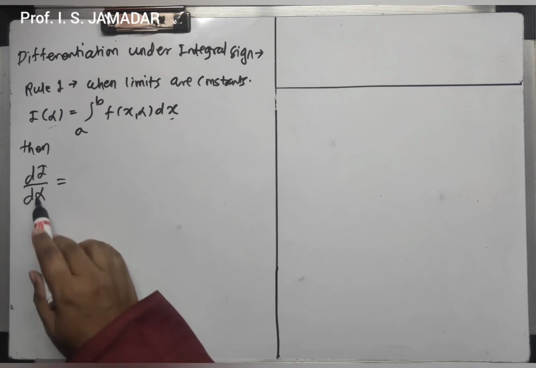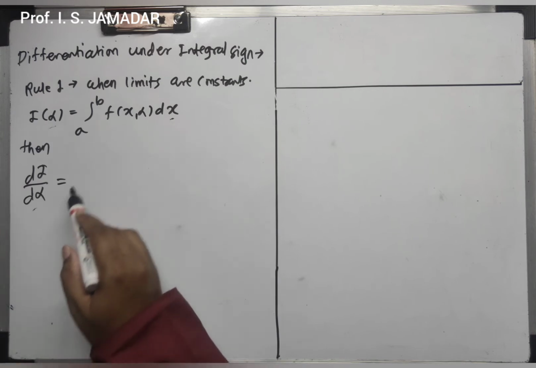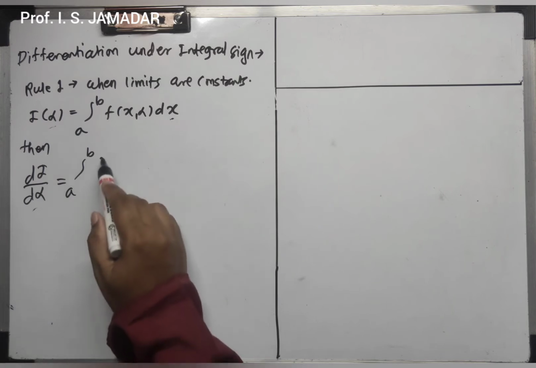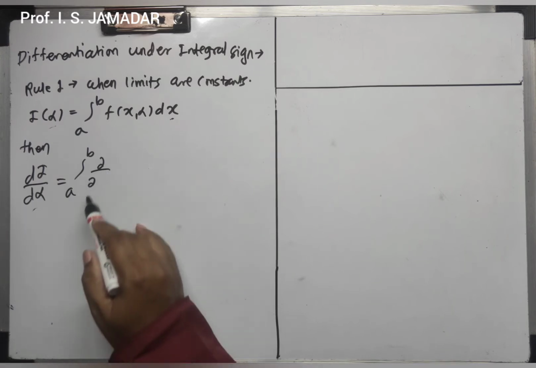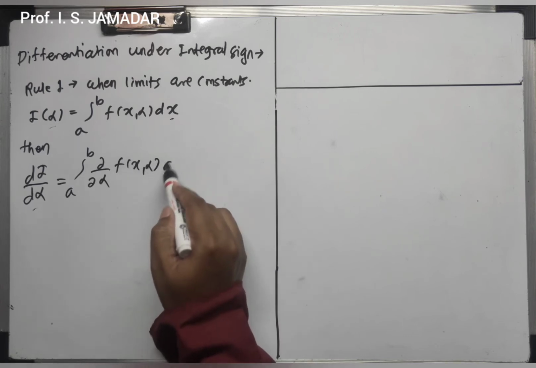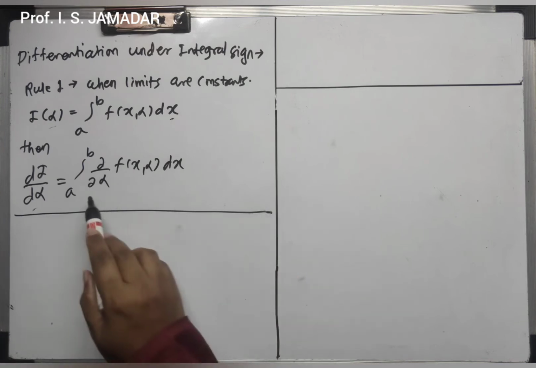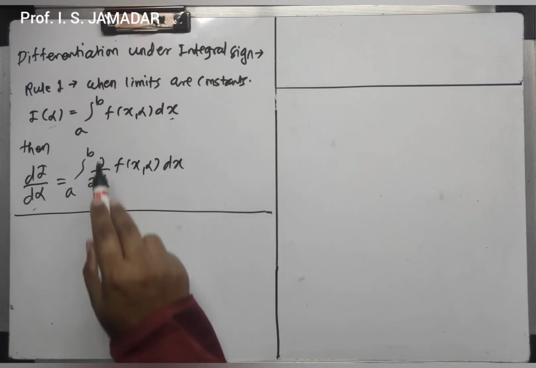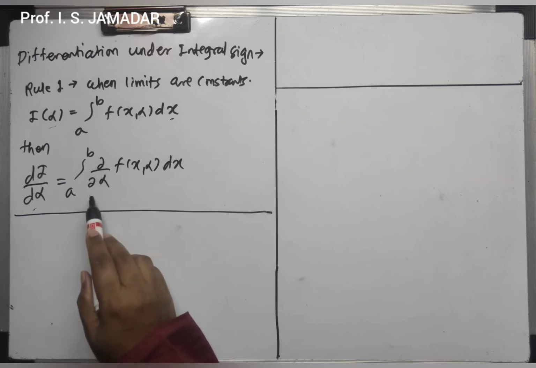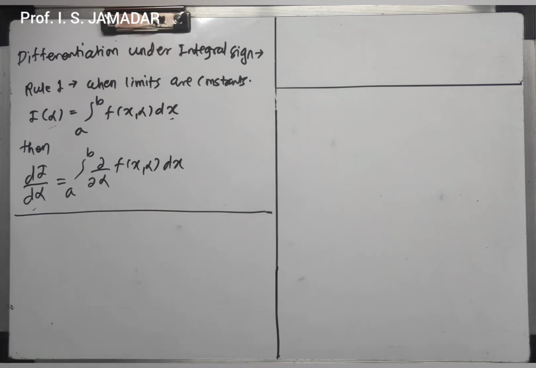So derivative di by d alpha, we can differentiate this integration by using this formula or this rule, integration a to b del by del alpha of f of x alpha dx. This is rule 1. When limits are constant, you only have to take the derivative inside the integration, but that derivative will become the partial. Means with respect to alpha, if you are taking derivative, that x you have to treat as a constant. This is rule 1.